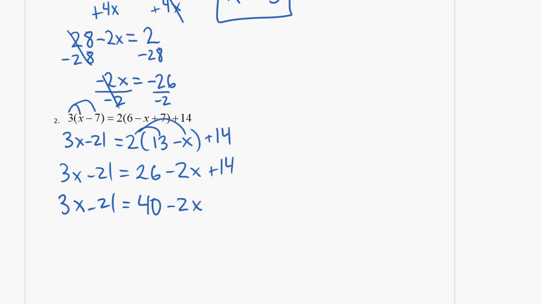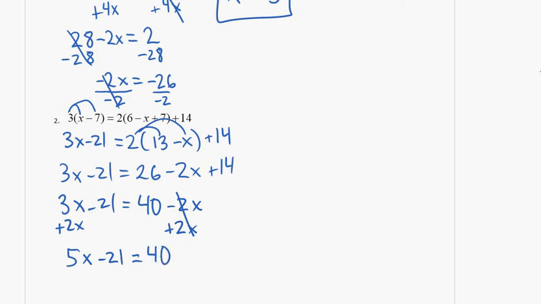Alright, well, just like in the last problem, I now have x's on both sides of the equation. I need to get them all on one side of the equation, which means I have to get rid of them on one side. I think I'm going to do it by adding 2x to both sides. So negative 2x plus 2x is 0. 3x plus 2x on this side is going to give me 5x minus 21 equals 43.